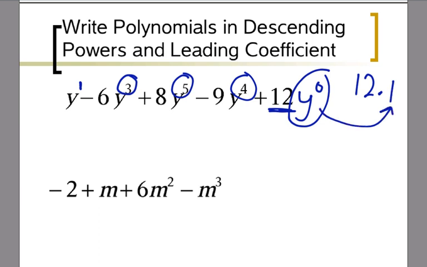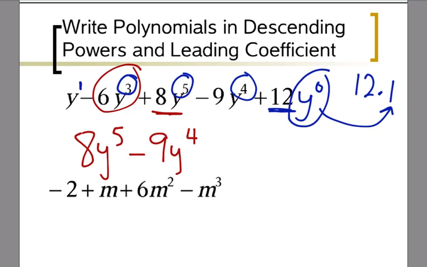So what we're going to do is rearrange these so that they're in descending power, starting with the highest exponent first, which is the 8y to the 5th. So we rewrite it to be 8y to the 5th, and then minus 9y to the 4th, and the next lowest power is the negative 6y to the 3rd, so it's negative 6y to the 3rd.